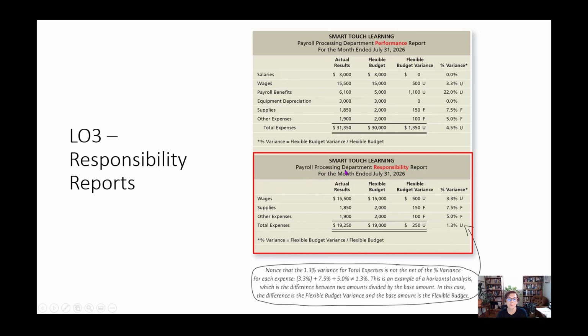Now, this is the payroll processing department, and hopefully you think to yourself, okay, well, that's a cost center, right? Because payroll processing does not generate any revenue, only costs. And so the difference between these two is the responsibility report only shows the costs that this manager is responsible for and has control over. So for example, they took out equipment depreciation because maybe the manager has no control over how much depreciation there is. Someone else made that decision. So this manager is going to be evaluated on that responsibility report.